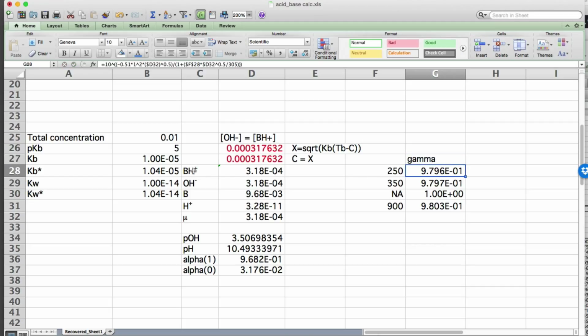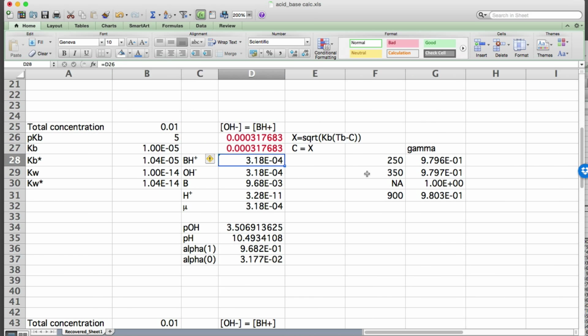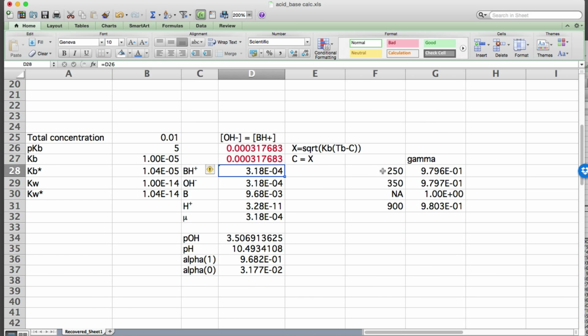And this gamma is for BH+. My gammas are defined in terms of the ionic strength and the ion size parameter, and you can see because my ionic strength is relatively low, my activity coefficients are very close to 1, 0.979, 0.979, and then the activity coefficient for the proton is 0.98, again, depending on the ion size parameter. So now that I have these activity coefficients, I can update my values for Kb in terms of Kb star.